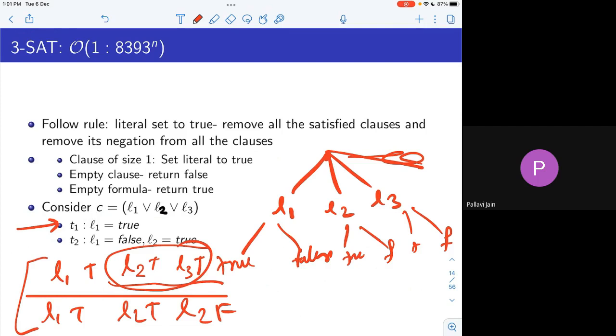What I said is P is satisfiable if and only if one of these is satisfiable. I will come to that. We are not trying to find all the possible satisfying assignments. Even if one leads to a satisfying assignment, we are happy.